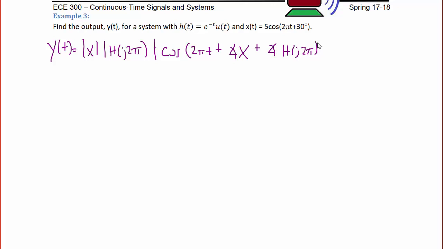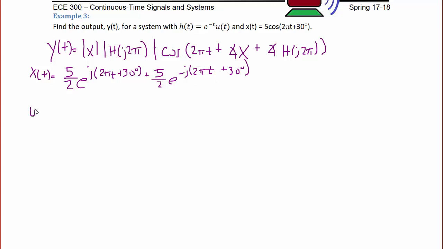So we're going to see another way to solve this problem, but you end up with a similar result. The first thing we're going to do is use Euler's identity to rewrite x of t as 5/2 e^(j(2πt + 30°)) + 5/2 e^(-j(2πt + 30°)).